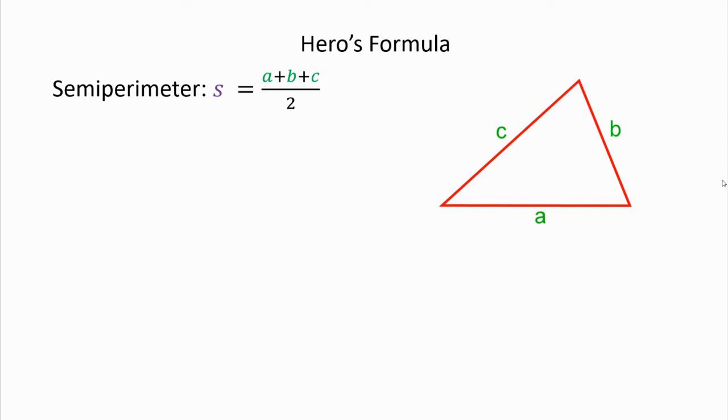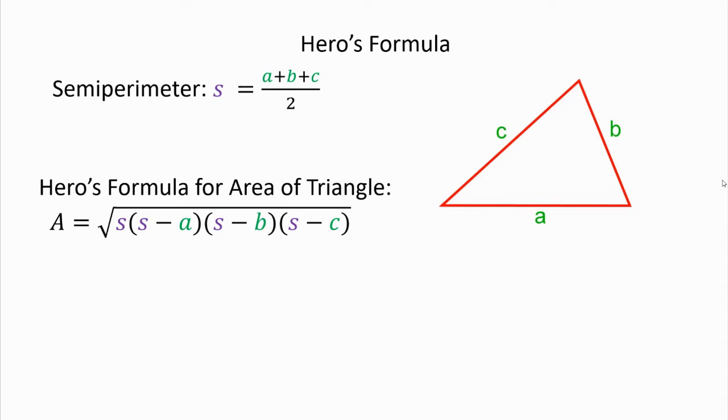With that, we can go ahead and use Hero's formula to find the area of that triangle. So the formula is, you take the square root, and inside the square root, you have the semi-perimeter times the difference between the semi-perimeter and each of the sides of the triangle. Okay, so here I have the semi-perimeter, and in here I have the semi-perimeter subtracting each of the sides, and then you multiply them all together, and then you do the square root of the whole thing, then you get the area of the triangle. So let's go ahead and try this in an example.